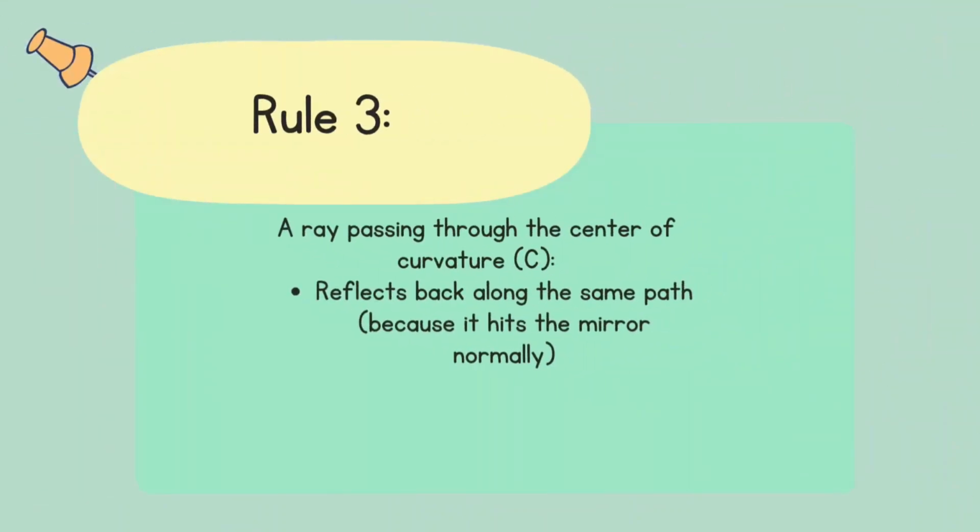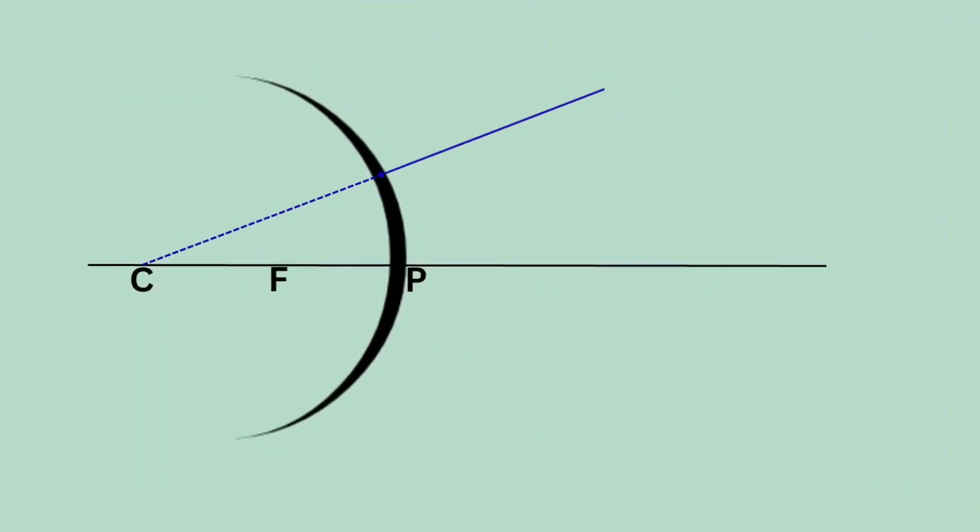Rule 3. A light ray directed towards the center of curvature, C, of a convex mirror, after reflection, retraces its path and appears to come back along the same line. Again, we have a convex mirror. First, draw the principal axis and mark the pole, P, focus, F, and center of curvature, C. Now, draw the blue ray, which represents the incident ray directed towards the center of curvature.